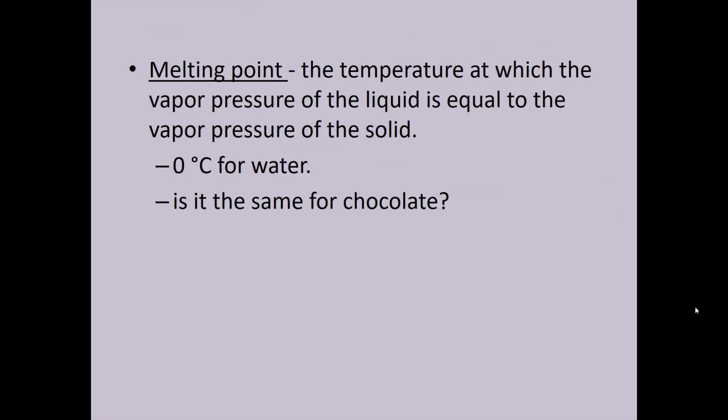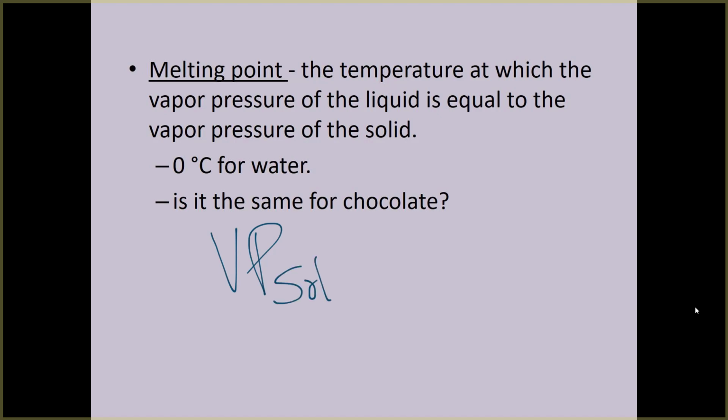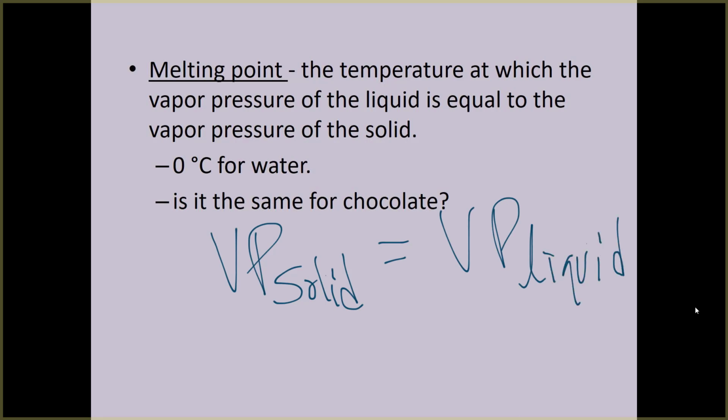Melting point is also described the same way as the vapor pressure of a liquid being equal to the vapor pressure of a solid. So I could melt a cube of ice and it would melt at 0 degrees Celsius. That would not be the same for chocolate. So chocolate would melt at a higher temperature. So again, melting point would be when the vapor pressure of the solid, because that's the phase I'm in, is equal to the vapor pressure of the liquid. So boiling and melting are all about pressure.